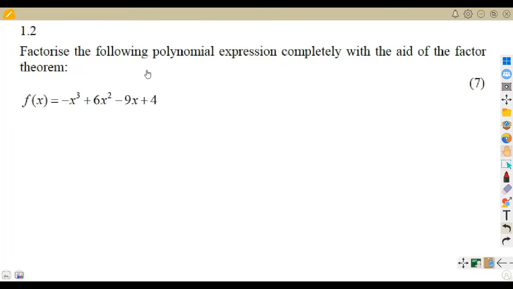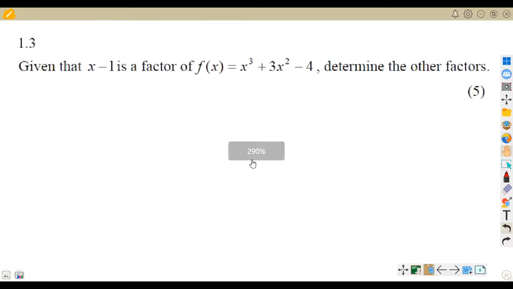Then this one, factorize completely. We talked about this. So here you have to find the first factor, then you do the long division. I'll try this one as well. Then this one is the same as the last one, because they already gave us a factor. You can also try this one. But I just want to have clarity before you try it.